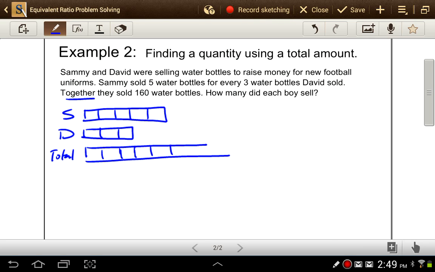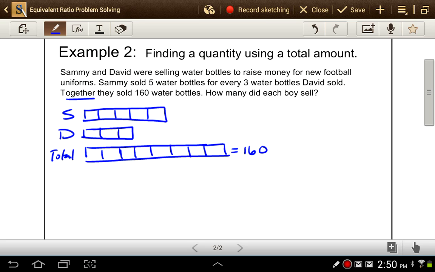1, 2, 3, 4, 5, 6, 7, 8 sections long. That's going to be my total. Why did I do that? Because I know that my total equals 160. So remember, all the sections are the same no matter what tape diagrams I have.